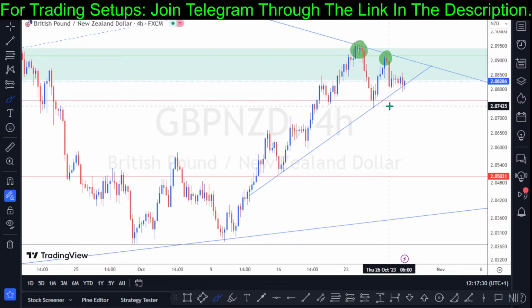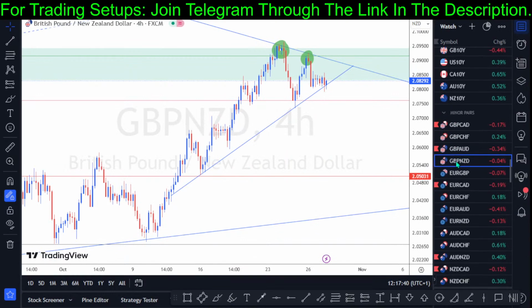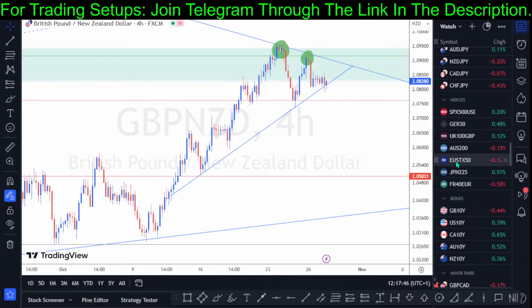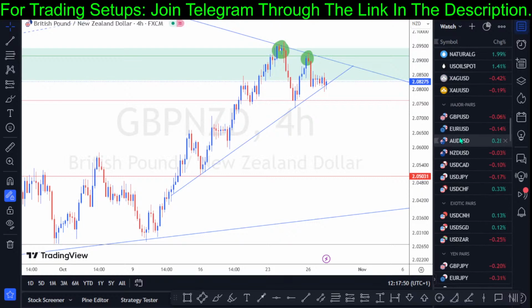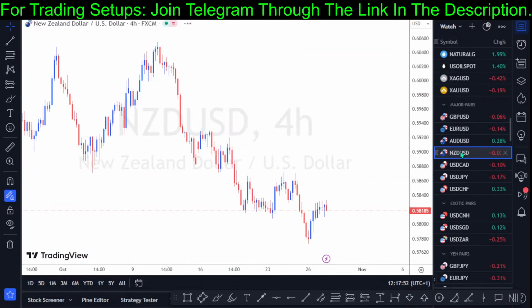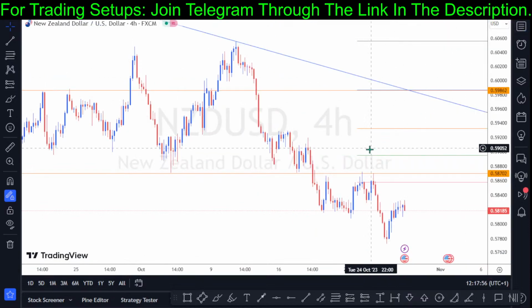Which is another question we have. Someone said New Zealand paired against the USD. So let's check New Zealand paired against the USD. If New Zealand is strong, definitely GBP USD has the potential to move in a downtrend. But if New Zealand is weak, then GBP has a tendency to move in an uptrend. So let's check New Zealand USD. Is New Zealand USD strong?